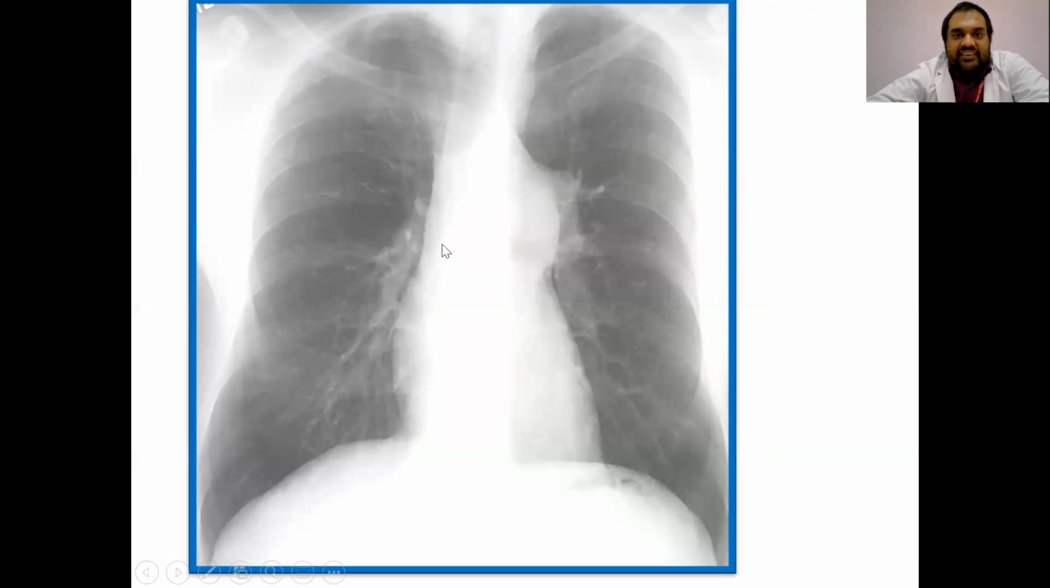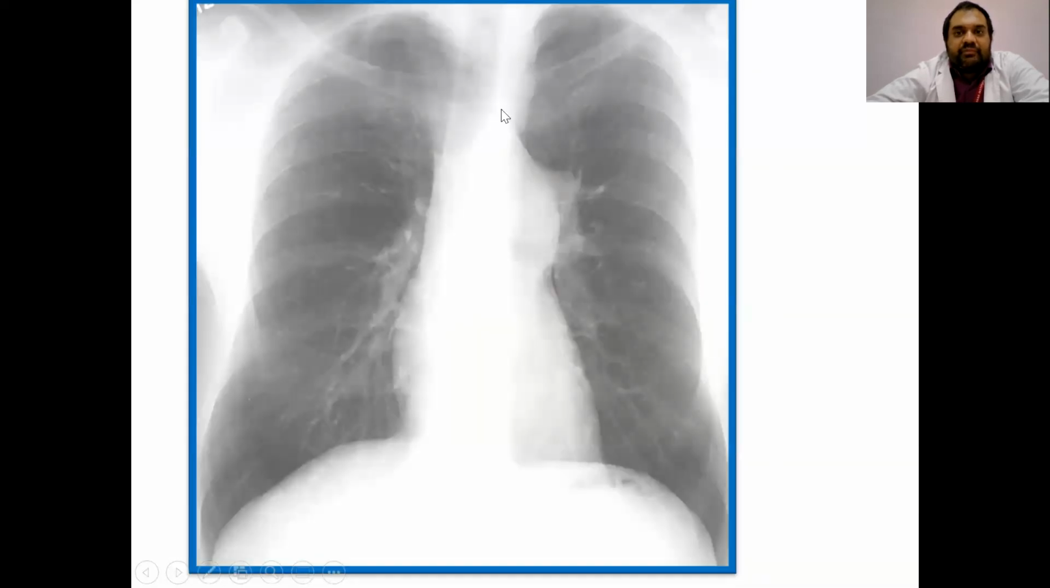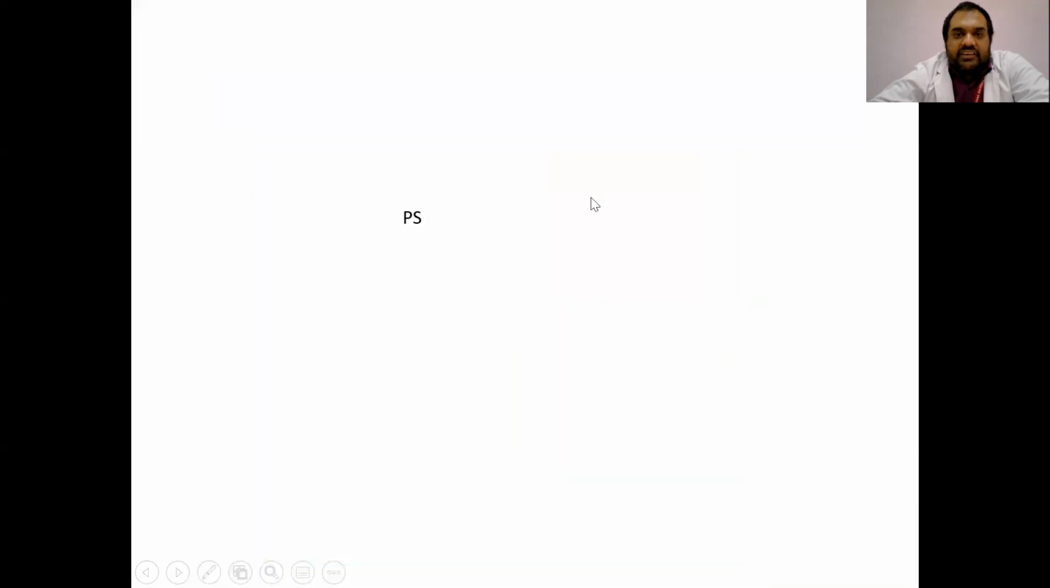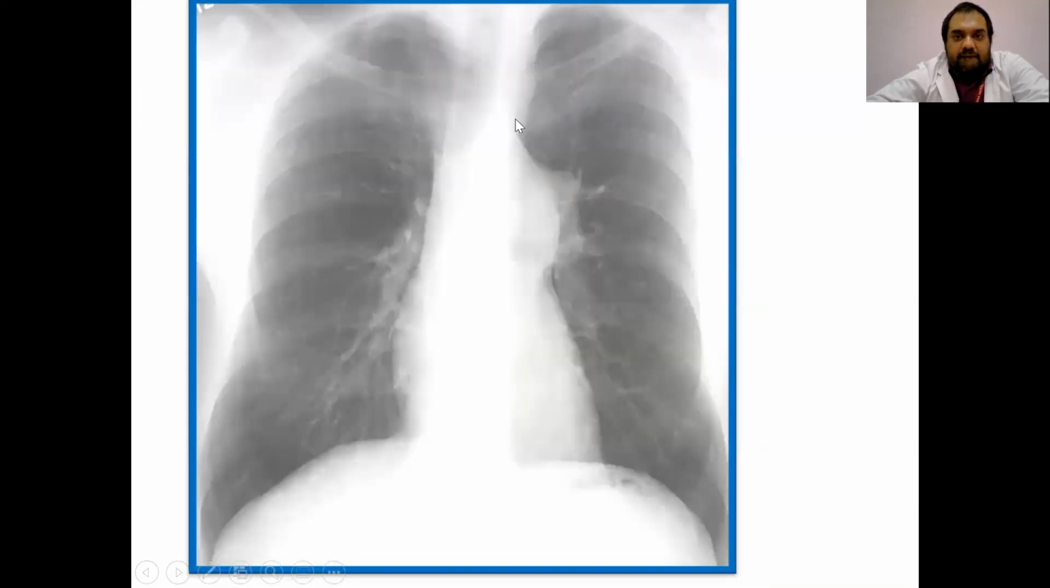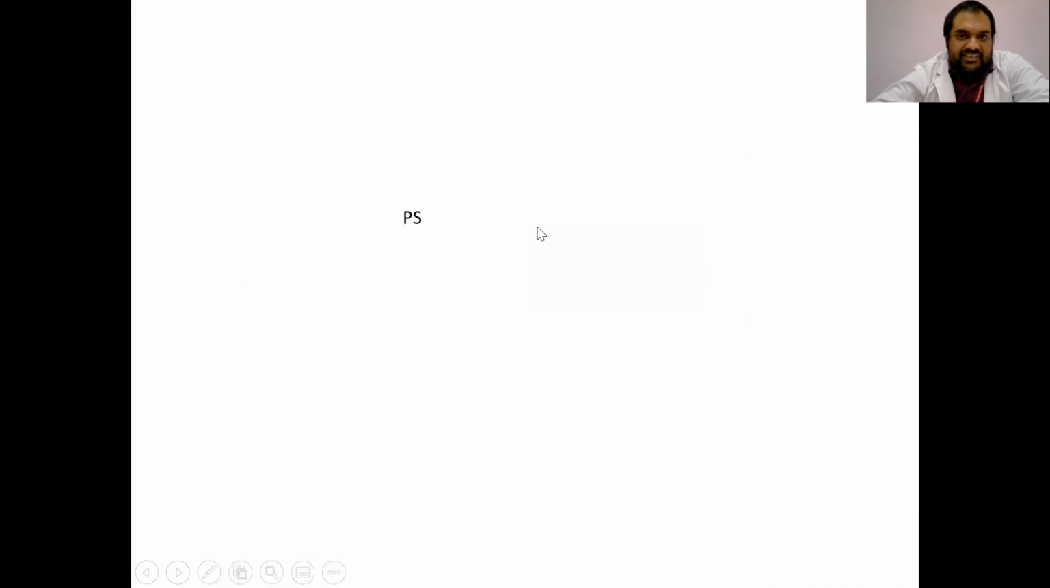And this is a chest radiograph showing pulmonary stenosis, as evidenced by the fact that there is a right atrial enlargement. And according to the history, we can see the pansystolic murmur. And we see the atrial enlargement that leads to the pulmonary stenosis.